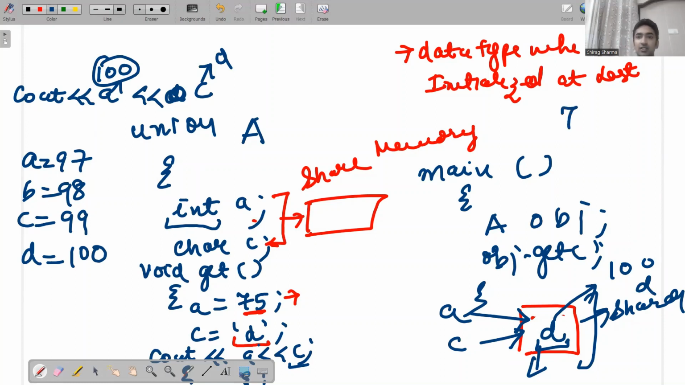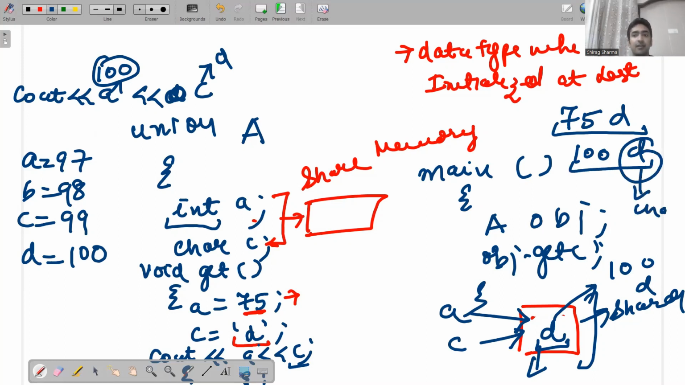So in structure, the memory allocation is different. So the answer was 75D. In union, the same answer is given to both the data members. That's why it is 100 and D, the same thing. D is in terms of character and 100 is in terms of integer.